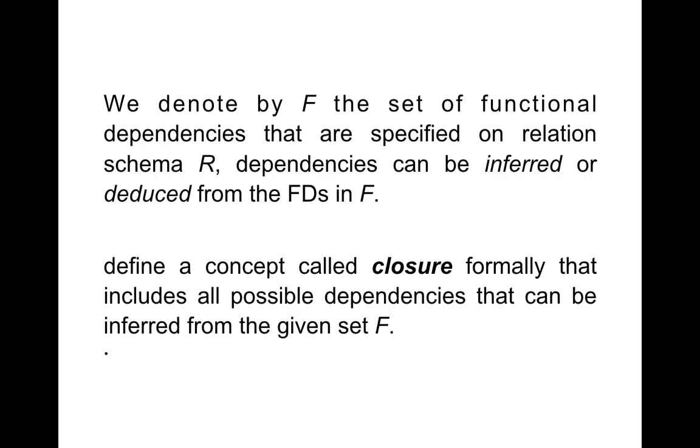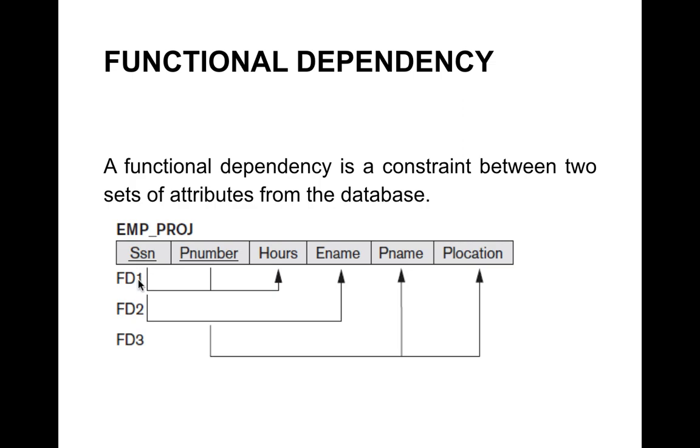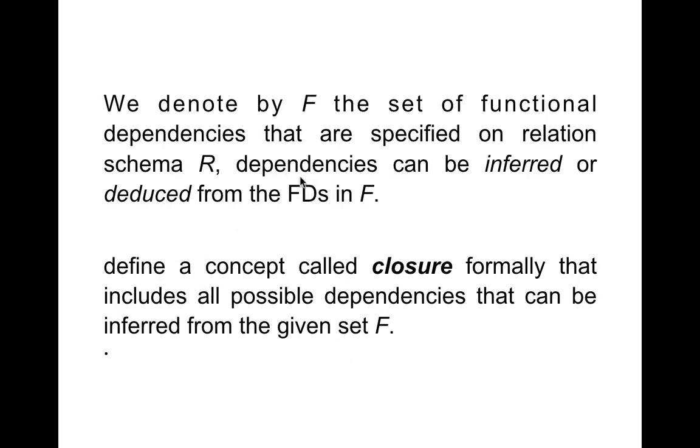Next thing we need to understand is a term known as closure. We denote F as the set of functional dependencies that are specified on relational schema R. So the F in this case is SSN P number gives hours, second is SSN gives ename, and so on. Those are directly given, and there are some other functional dependencies that can be inferred from the given functional dependencies. And the concept of closure formally defines all possible dependencies that can be inferred from the given set F.